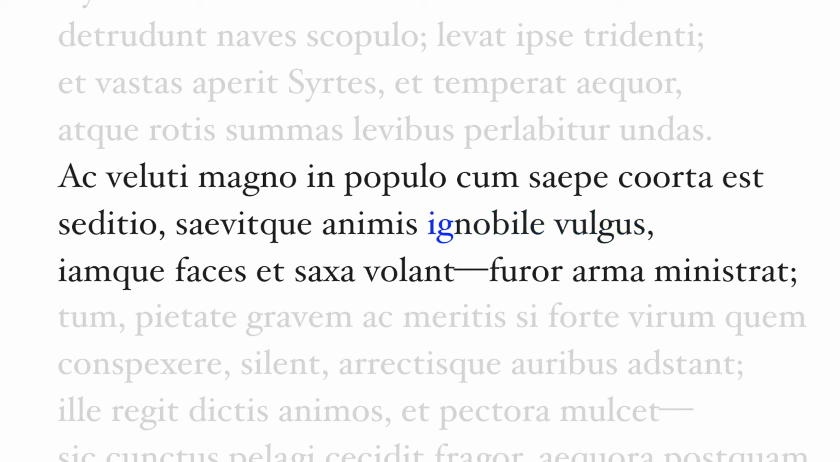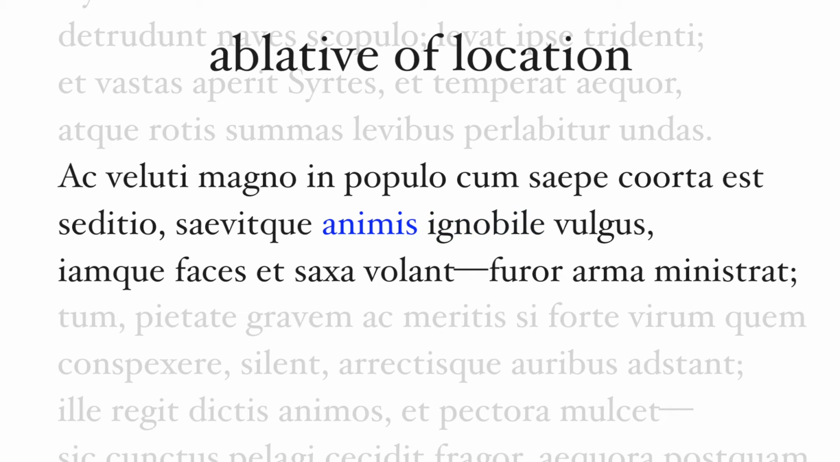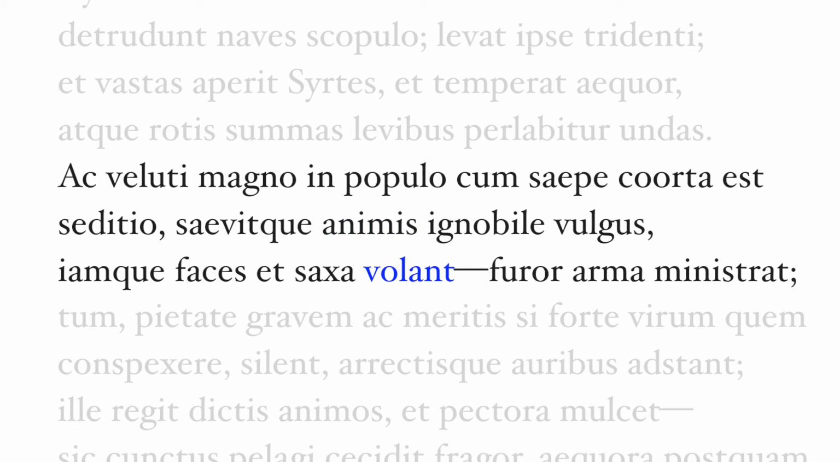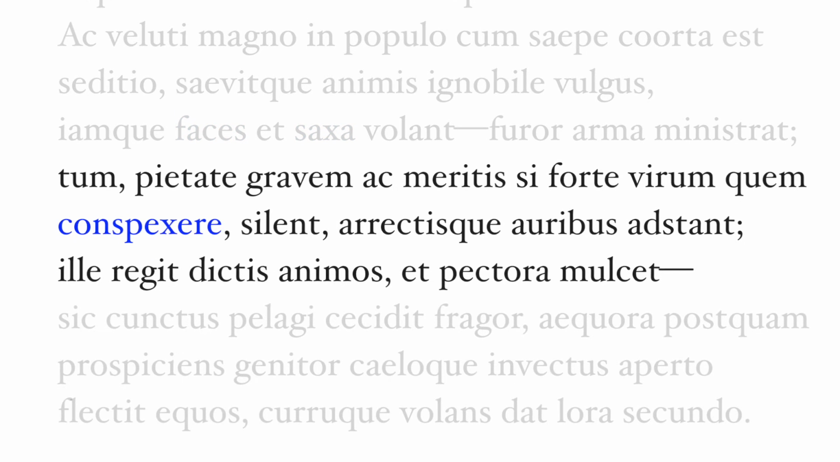Ignobile is literally not noble, with animis, an ablative of location, in their hearts. And notice that volant is third-person plural. The subjects are the faces et saxa, torches and rocks. The main verb for the next clause is conspexere, an alternate ending for the third-person plural of the perfect tense. Again, since we have present tense verbs silent and adstant immediately following this, translate conspexere with have caught sight. The subject of this verb is the people in the common crowd.